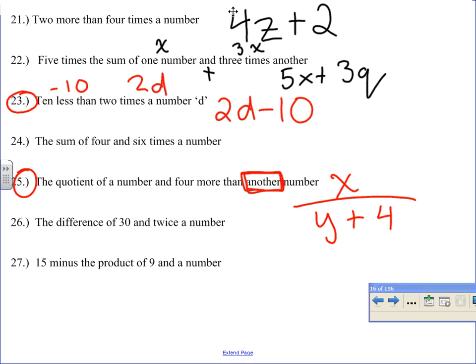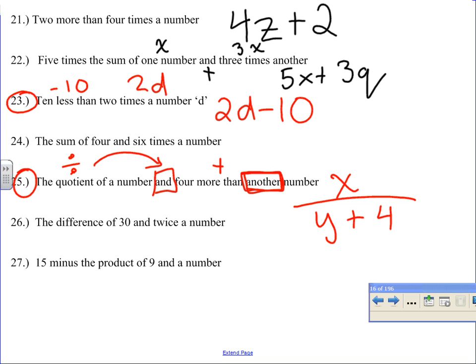The quotient of a number. So quotient tells us it's dividing. This is just like the one Mary asked about. The quotient, so we're dividing a number, and means put your division symbol there. The quotient of a number, and this goes on the bottom, 4 more than means plus, another number. It's like we're translating Spanish to English, huh? I'm just kidding. Not at all.